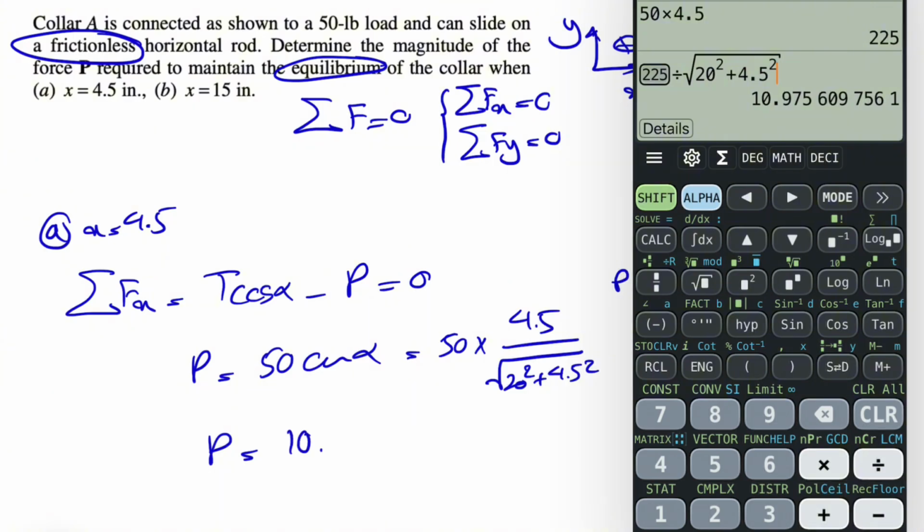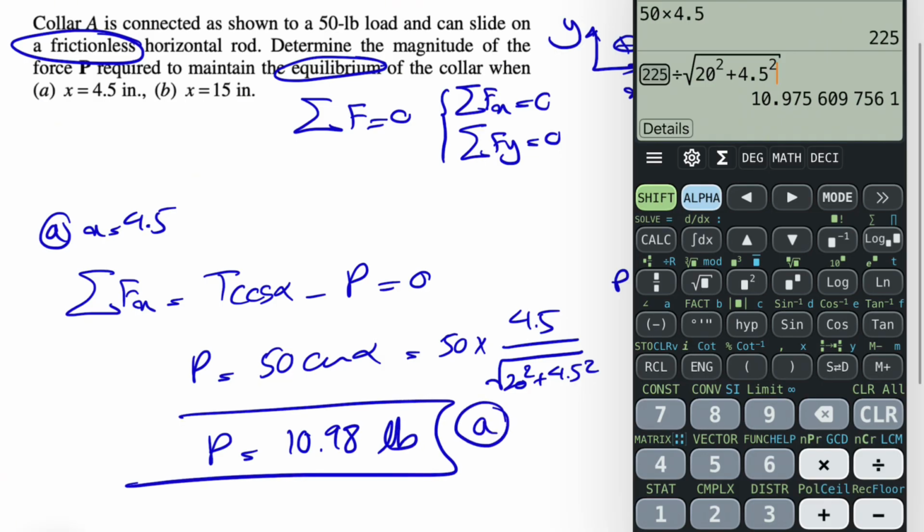That's going to be 10.98 pounds. And that's the answer for the A part.